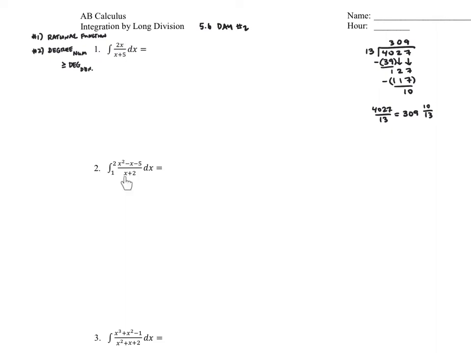Look at number 2. Degree of the numerator is 2. Degree of the denominator is 1. Degree of the numerator is greater than or equal to the degree of the denominator. Likewise, down here in example 3, degree in numerator is 3, degree in the denominator is 2. Say that fast, that's not easy to do. So what I'm going to do is consider this basic elementary example over here: 4,027 divided by 13 can be rewritten in this form.